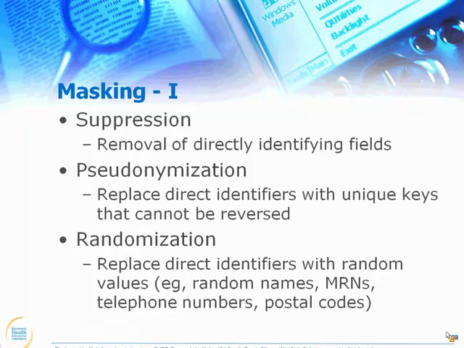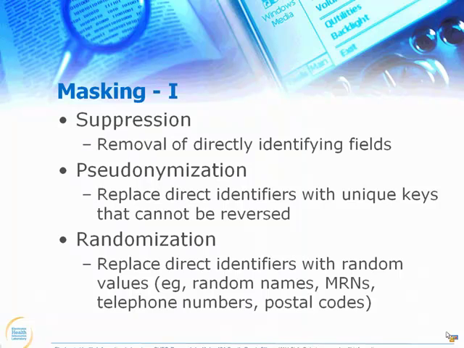The second one is pseudonymization, which essentially means you replace a direct identifier with some unique key that cannot be reversed. You can also have reversible pseudonymization, which is useful in some cases, like in clinical trials, but for now we'll assume that we don't want to reverse them. These unique keys may be hash values or just randomly generated numbers that act as unique keys.